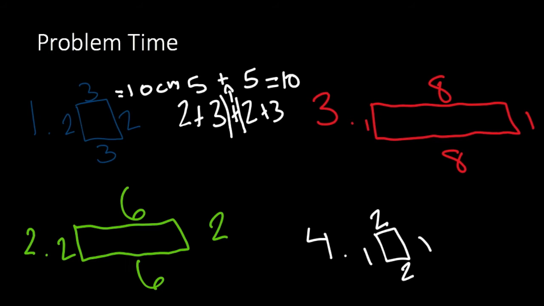Now, let's do the area by multiplying the width times the length. So 2 times 3, because this is the width, this is the length. Now we're doing 2 times 3, which equals 6. So the area for this shape is equal to 6 centimeters. Now, on to our next one.